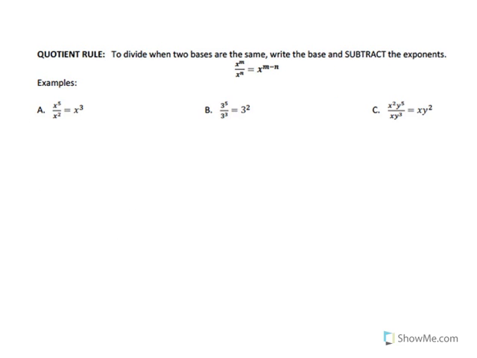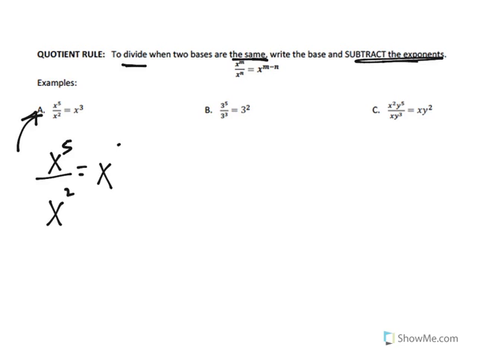The second rule that you need to know is the quotient rule, and that's when you divide 2 bases that are the same, you need to subtract the exponents. So the operation needs to be division, the bases need to be the same, and you will subtract the exponents. Are you noticing a trend here? The bases need to be the same in order for you to do these exponent rules.